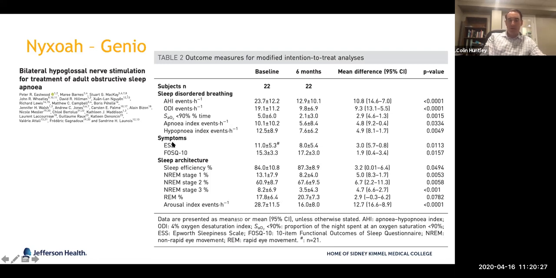Also point out the Epworth Sleepiness Score, and FOSQ is another functional outcome sleep questionnaire. So that's another assessment of daytime fatigue. So we see normalization of the Epworth score and significant improvement in the FOSQ. So a higher FOSQ is better.